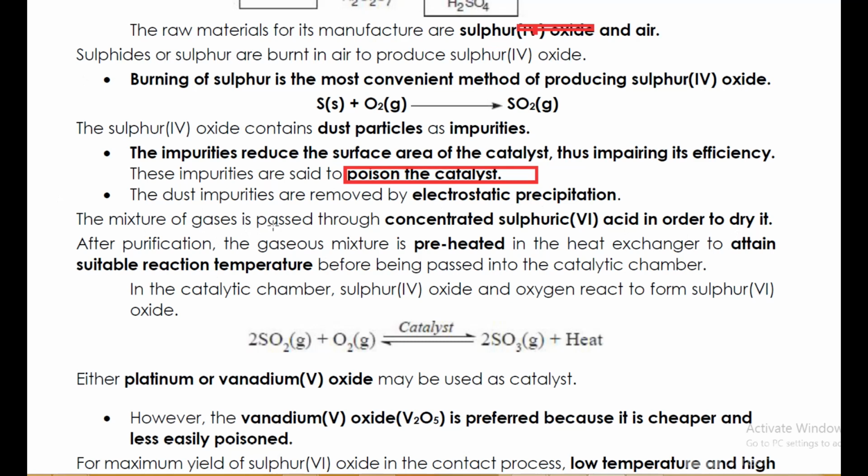The mixture of gases now is passed through concentrated sulfuric acid in order to dry the gas. After purification, the gas mixture is preheated in the heat exchanger to attain the stable reaction temperature before being passed into the catalytic chamber.